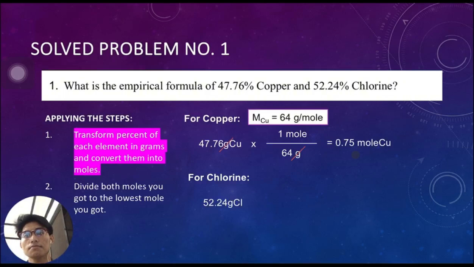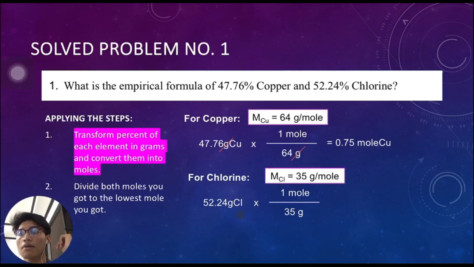For chlorine, we have 52.24. Instead of percentage, you're going to transform it to grams, as easy as that, of chlorine. Then multiply by the molar mass of chlorine. In 1 mole of chlorine we have 35 grams. This is the molar mass. Then if you cancel grams, syempre, what you will have is moles of chlorine. We have 1.49 moles of chlorine.